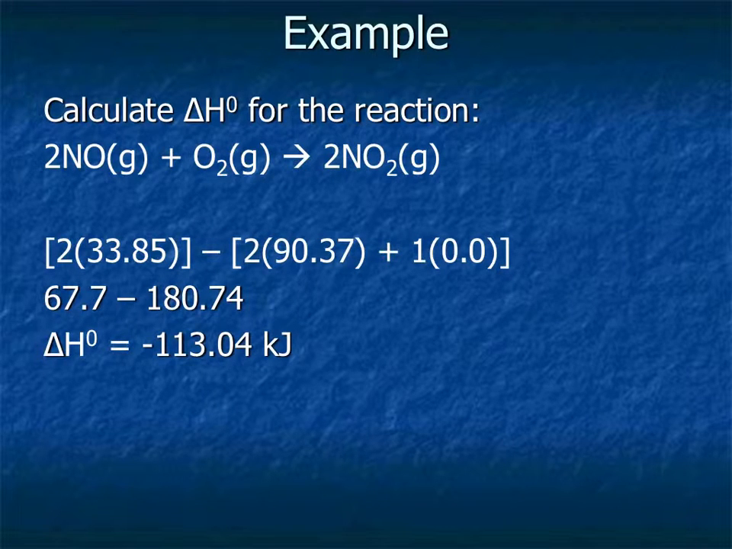Okay, here's our last practice problem. You're going to calculate the enthalpy for the reaction 2 moles of nitrous oxide plus oxygen gas gives me 2 moles of nitrogen dioxide. And so make sure you have your equation balanced, and it looks like it is. So our equation balanced, we have 2 moles of nitrogen, 2 moles of nitrogen, that checks. And then we have a total of 4 moles of oxygen. We have 4 moles of oxygen.